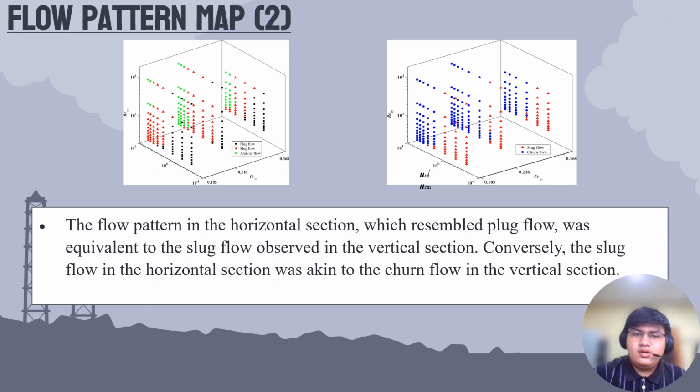The flow pattern in the horizontal section, which resembled plug flow, was equivalent to the slug flow observed in the vertical section. Conversely, the slug flow in the horizontal section was akin to the churn flow in the vertical section.